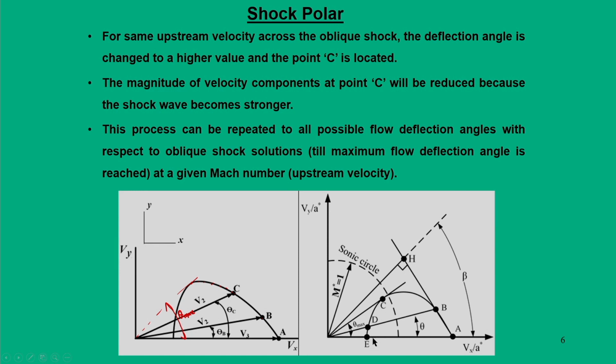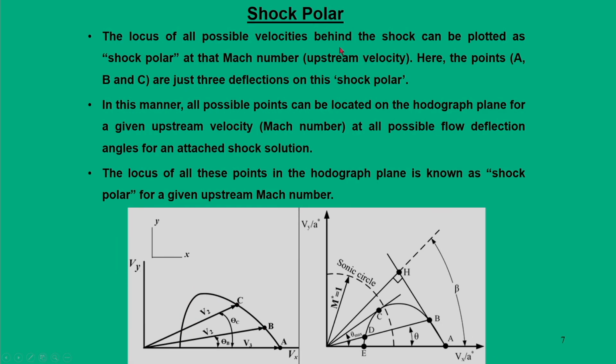Here you can see that all other points like A, B, C, D, E can be located. However, here the point C refers to theta max, but in this location it is only for this theta c. So, when you repeat this process for all possible flow deflection angles with respect to oblique shock solutions, till the maximum flow deflection angle is reached at a given Mach number or upstream velocity, the locus of all possible velocities behind the oblique shocks can be plotted as a shock polar, a graphical representation at that Mach number or upstream velocity.